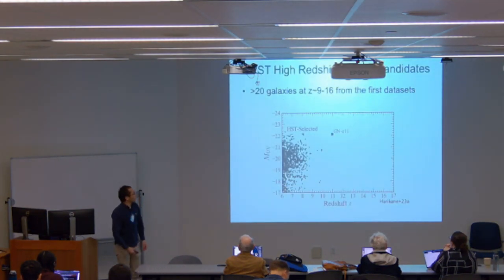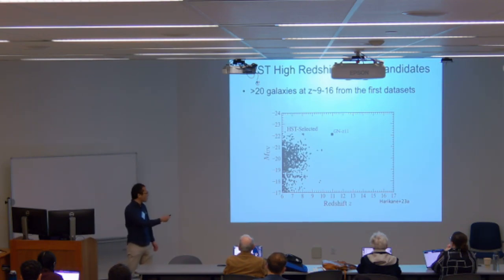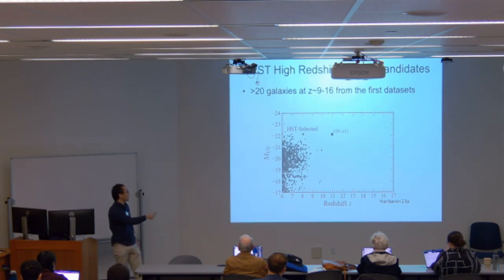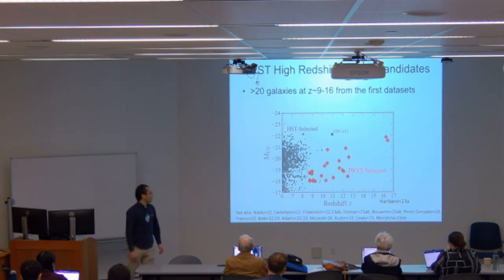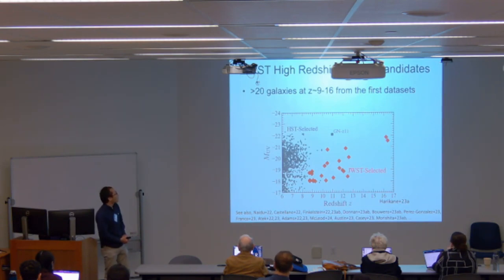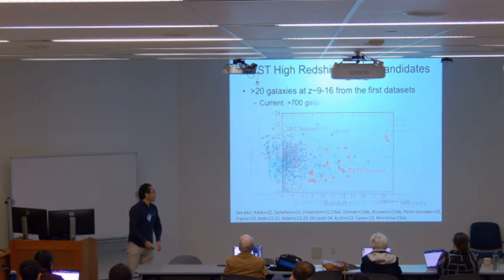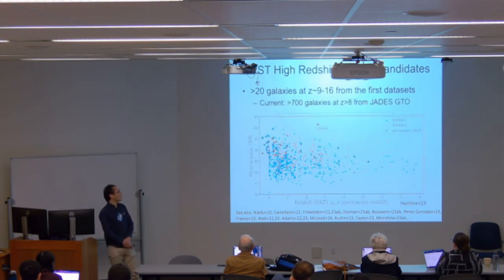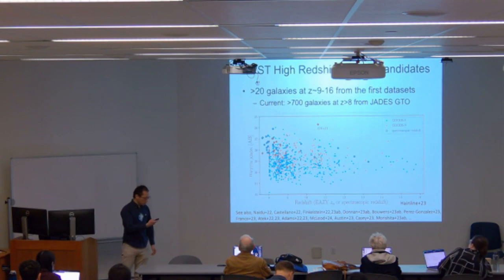As you know, JWST is now successfully finding many high redshift galaxies. This figure shows the UV magnitude as a function of redshift. These gray points show the HST previously selected galaxies. This red diamond shows the galaxy candidates selected with the early JWST dataset. Even with the early dataset, we found more than 20 galaxy candidates beyond redshift 9. Now there are many more JWST datasets. For example, the JADES GTO team is now finding more than 700 galaxy candidates from imaging, beyond redshift 8.